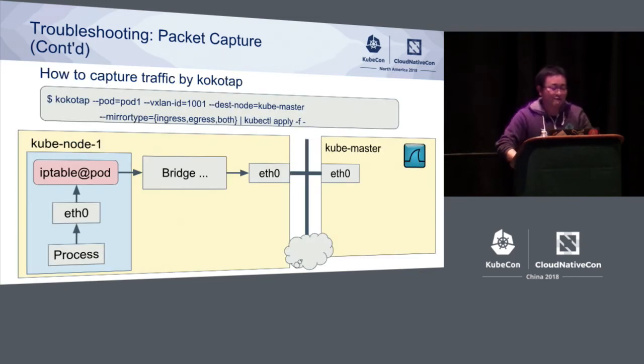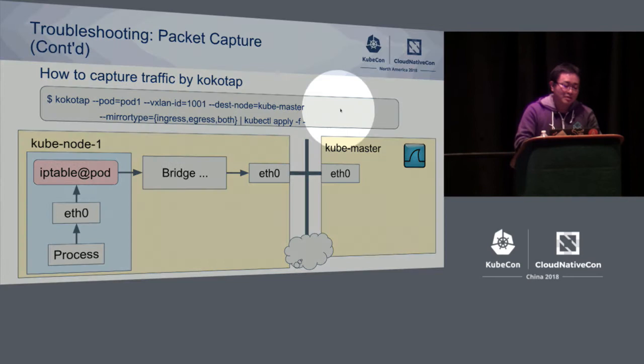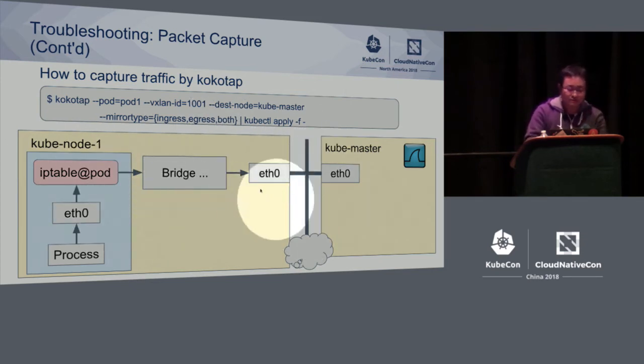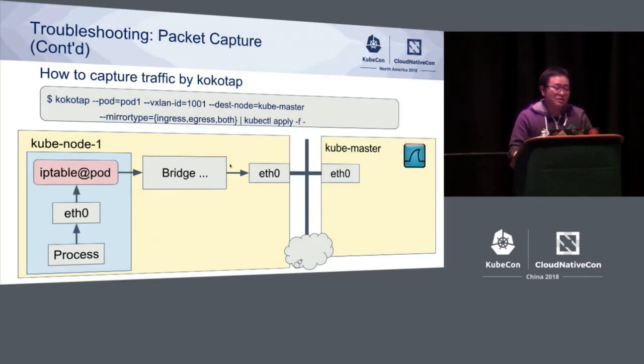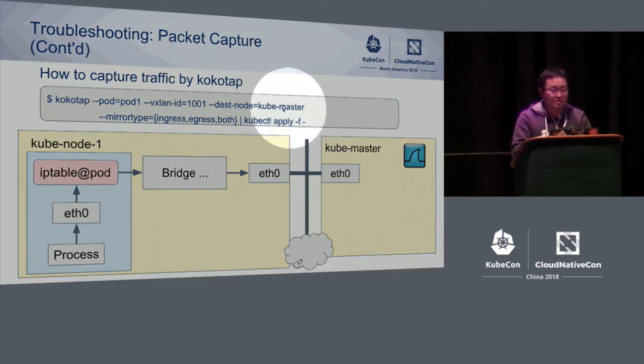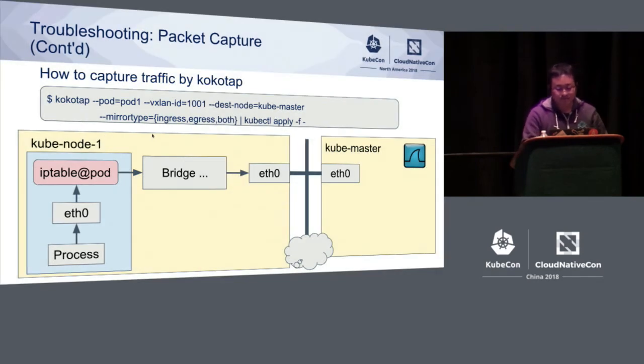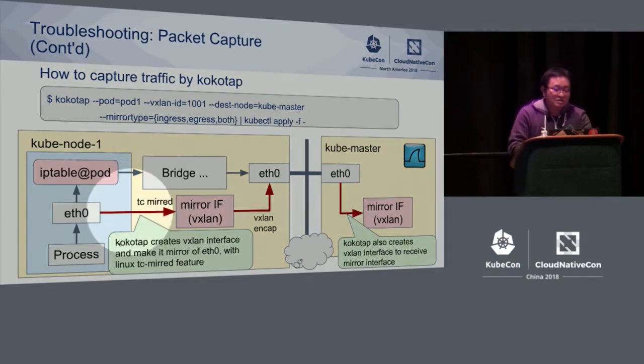So let's imagine the following environment: the KubeMaster and Kube Node 1. And KubeMaster has Wireshark installed. At that time, we'd like to try capturing this eth0 packet, not after the packet is rewritten by other components. When we execute the CocoTap command with the pod name, VXLAN ID, destination node, and mirror type, then CocoTap creates the mirror interface at Kube Node 1.